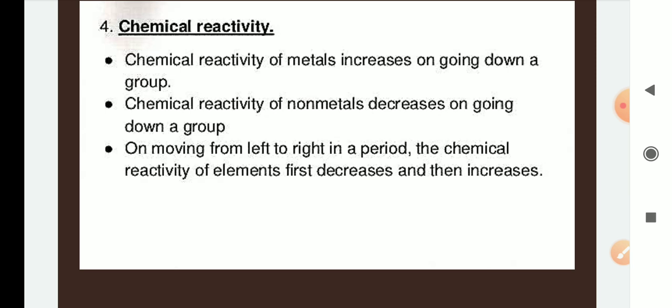On moving from left to right in a period, the chemical reactivity of elements first decreases, but afterward it increases. It first decreases because the nuclear charge is increasing. So lithium, if you consider period 2, shows the highest metallic character. That means it has the property to lose one electron, so it is a metal. It decreases up to the fourth one, but afterward it starts to increase.